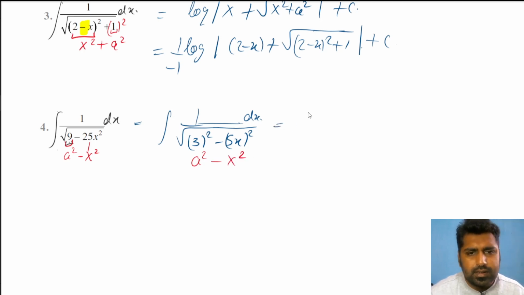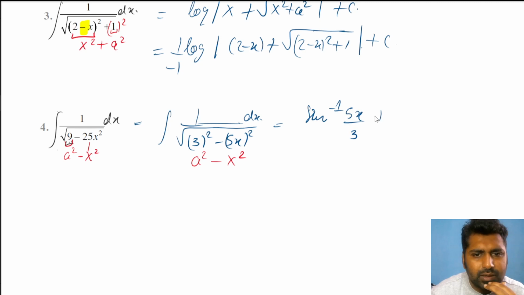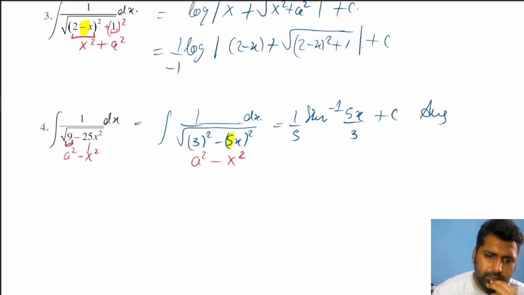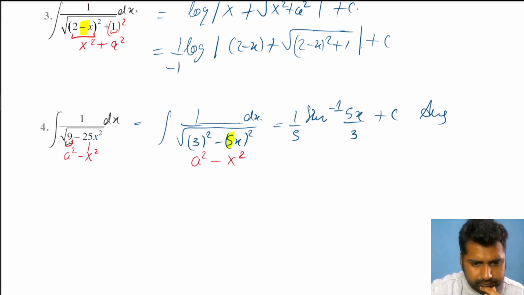Now compare it with a square minus x square. So what is that? Sine inverse of x. What is x actually? 5x by a, which is 3, plus c. But remember, the coefficient of x will come in the division, 1 by 5. That's the answer. The answer of the fourth is 1 by 5 sine inverse 5x by 3 plus c. Next question.